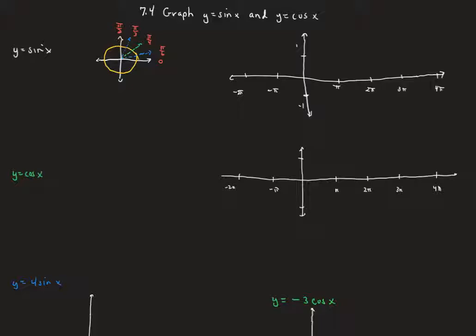And then we'll talk about some of the features like we had before: period, amplitude, midline, whether it's an odd or an even function. And then we'll add in all the other stuff that we had before, the reflections, translations, stretches, and shrinks.